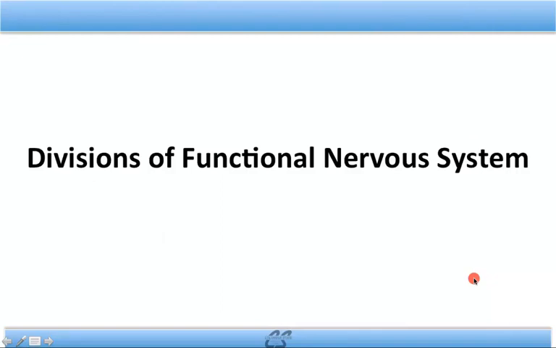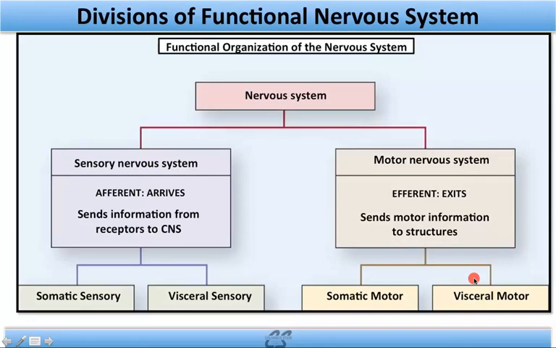So beginning here, now it's just a diagram breaking it down. Functionally, the nervous system is broken into, again, like we did in Unit 1, motor and sensory. Sensory is synonymous with afferent, so it's arriving, bringing information from receptors back to the CNS. And motor information is exiting the CNS, right? Exiting the brain or spinal cord.